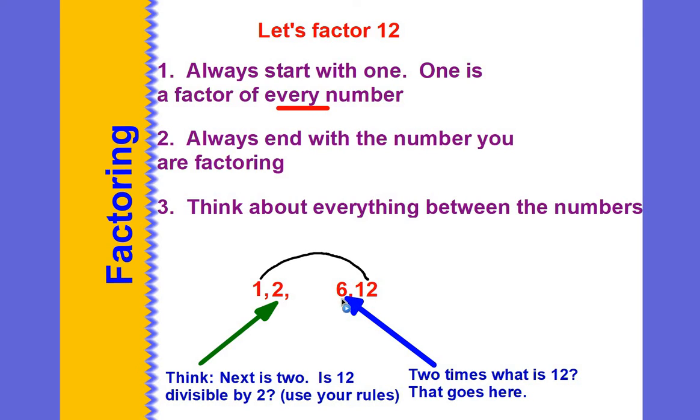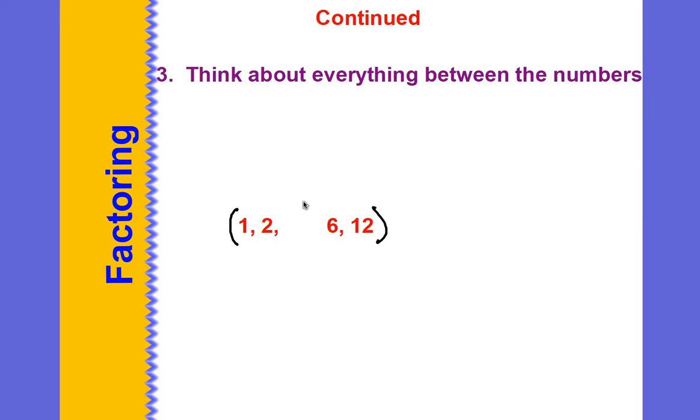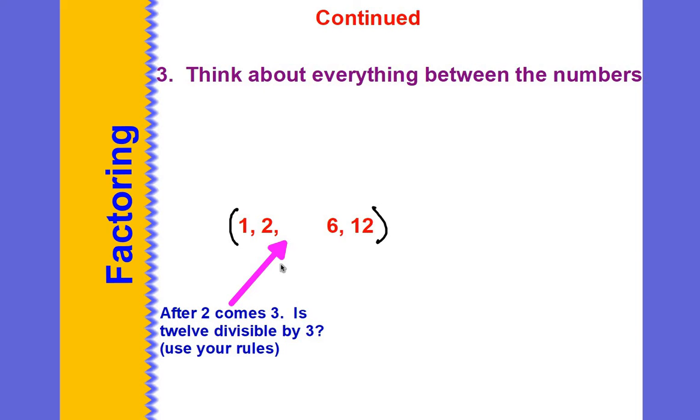Well, since 6 is a factor of 12, that tells me that 3 would have to be a factor of 12. Okay, because 3 is the next number, and if it's divisible by 6, that means it has to be divisible by 2 and 3. So therefore, 3 has to be a factor.